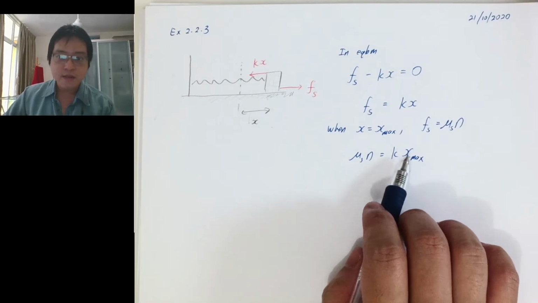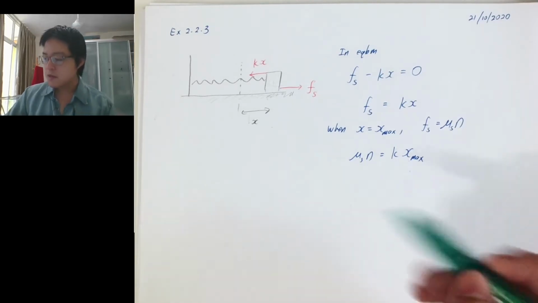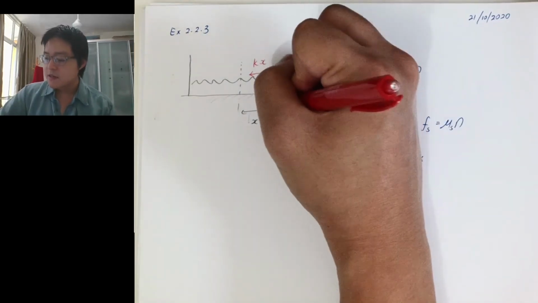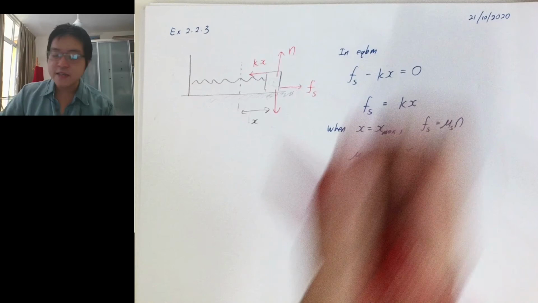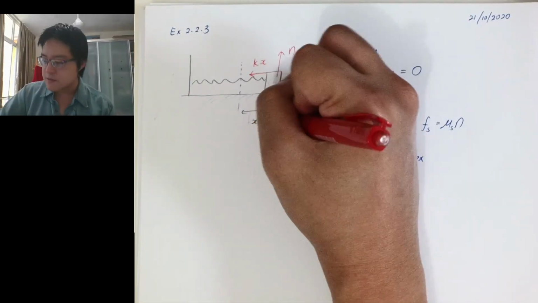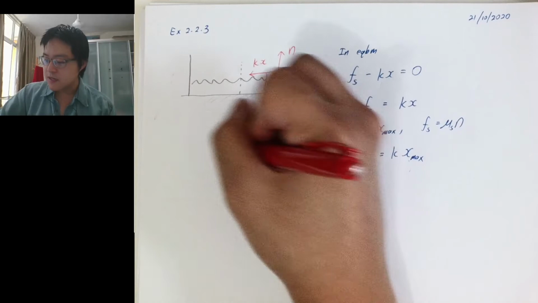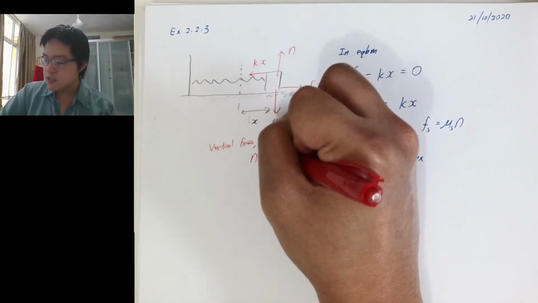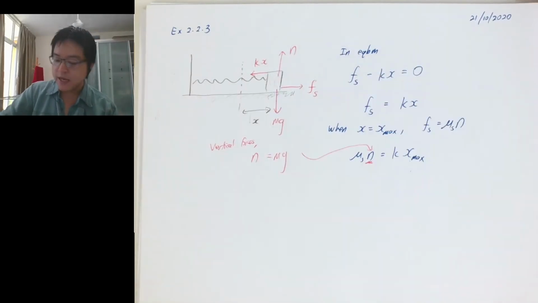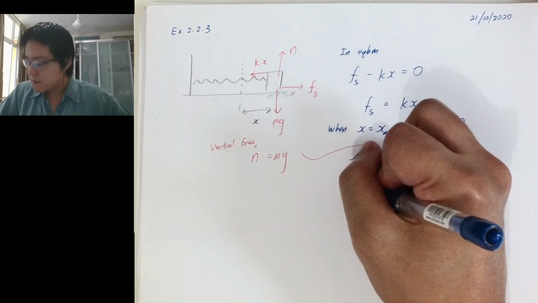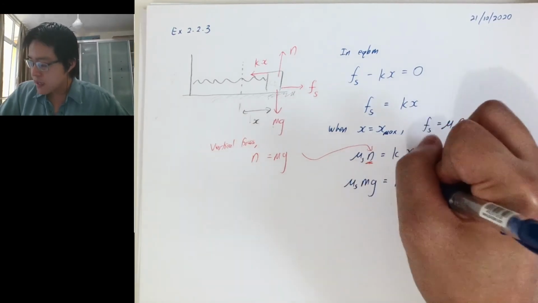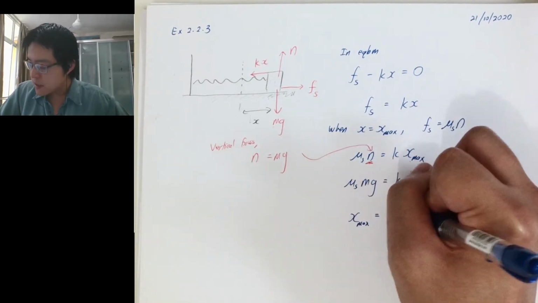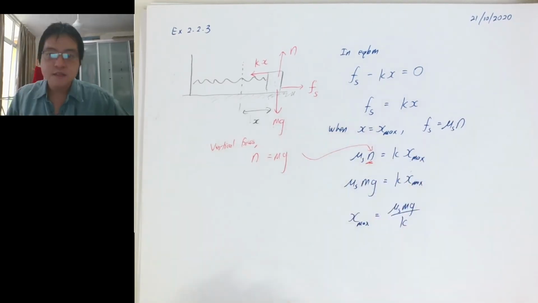So to determine the x maximum, we just need to figure out what n is, and n is just the vertical component of the force. It's sitting on the surface, so we've got a normal force, and the box has a weight. For the vertical forces, n is equal to mg, so we can substitute this in, and therefore mu s mg is equal to kx maximum. Therefore my x maximum is equal to mu s mg divided by the spring constant.